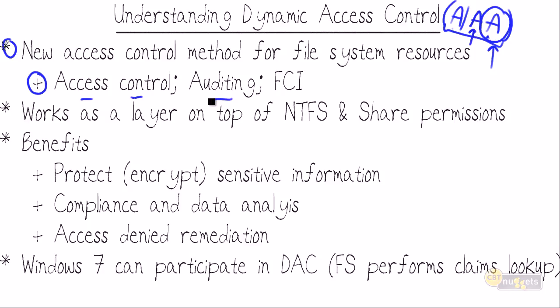We also have auditing, which, as I alluded to in the opening of this nugget, is a new feature that ties dynamic access control with traditional Windows auditing. You'll see how that works in more detail later. And then we have our friend file classification infrastructure from the previous nugget. Now, it's important to know, friends, that dynamic access control functions as a layer on top of your existing NTFS and shared folder permissions.